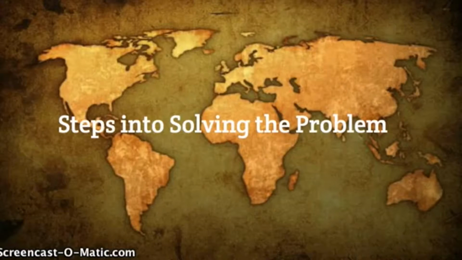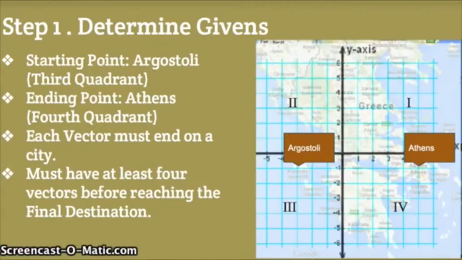So, our steps in solving the problem. Our first step is to determine our givens. The first given is our starting point, which is Argostoli in the 3rd quadrant. Our ending point is Athens in the 4th quadrant. Each vector must end on a city and we must have at least 4 vectors before reaching the final destination.